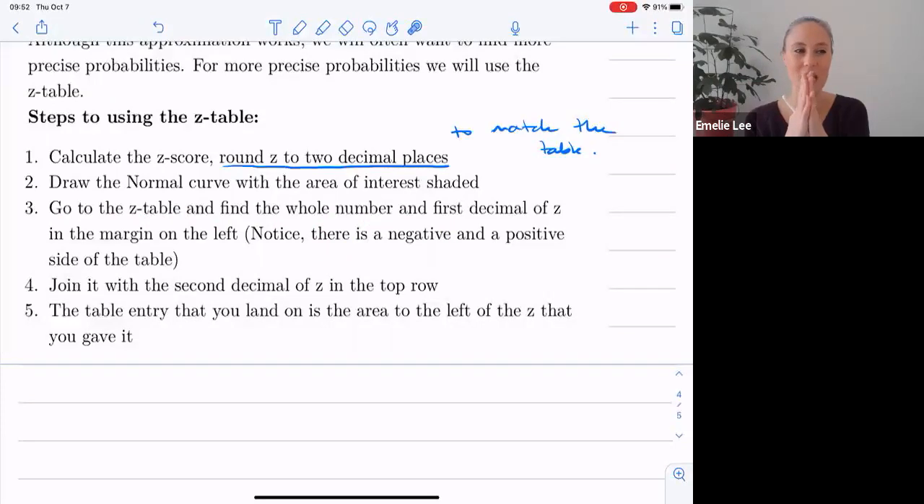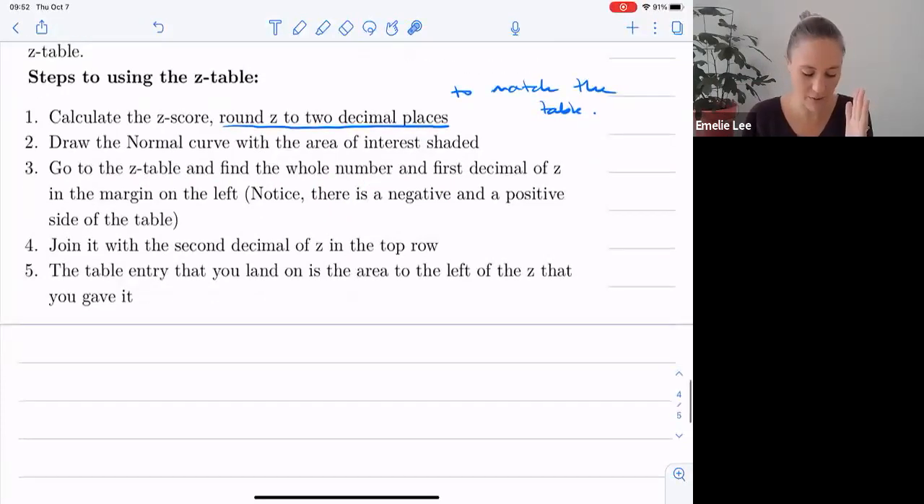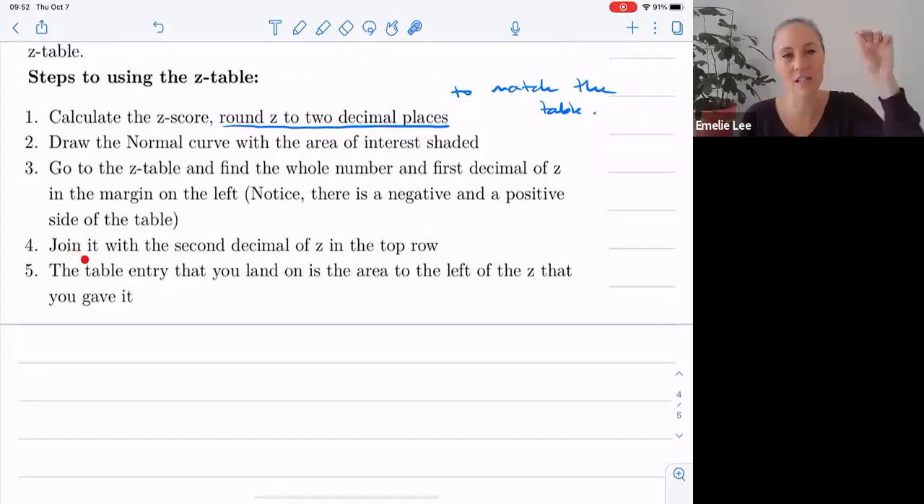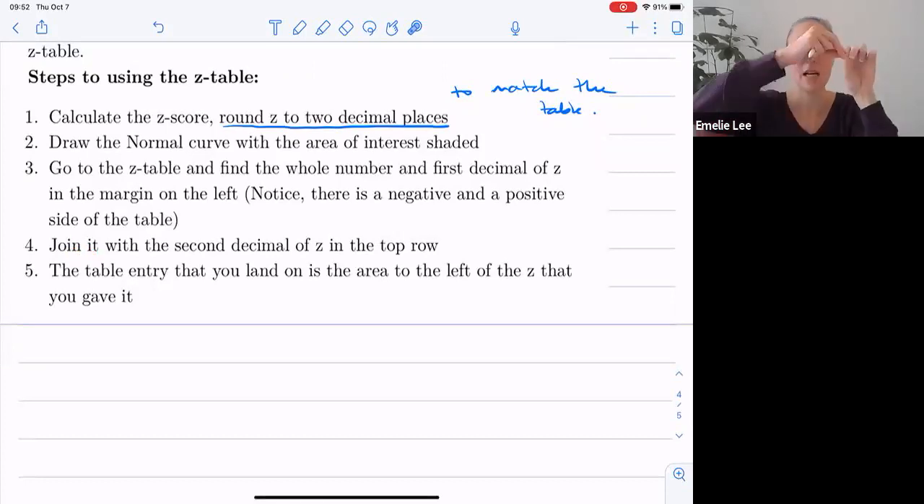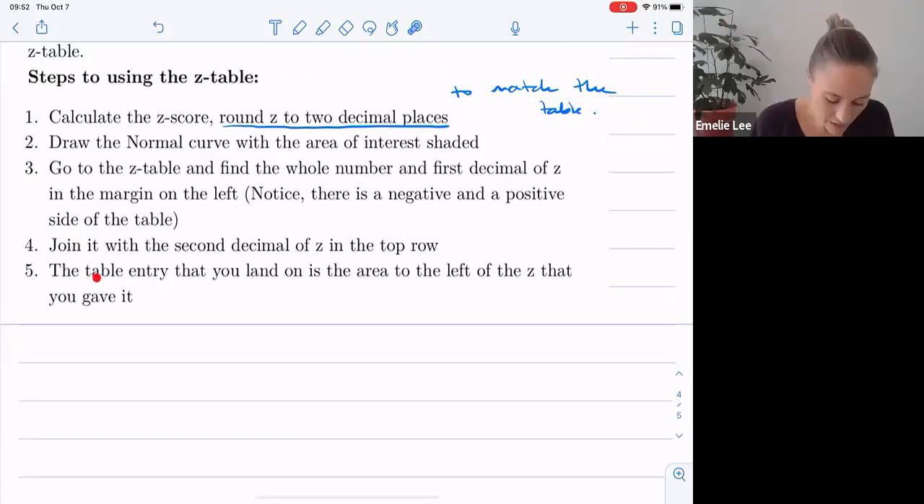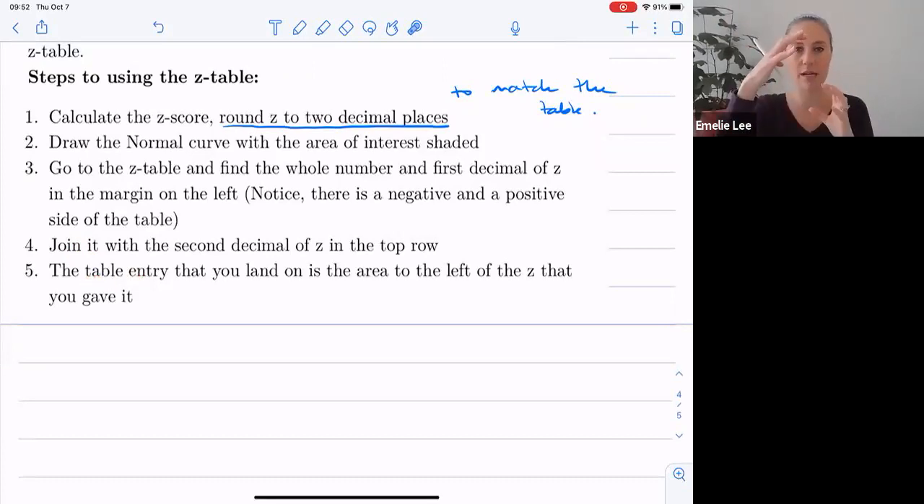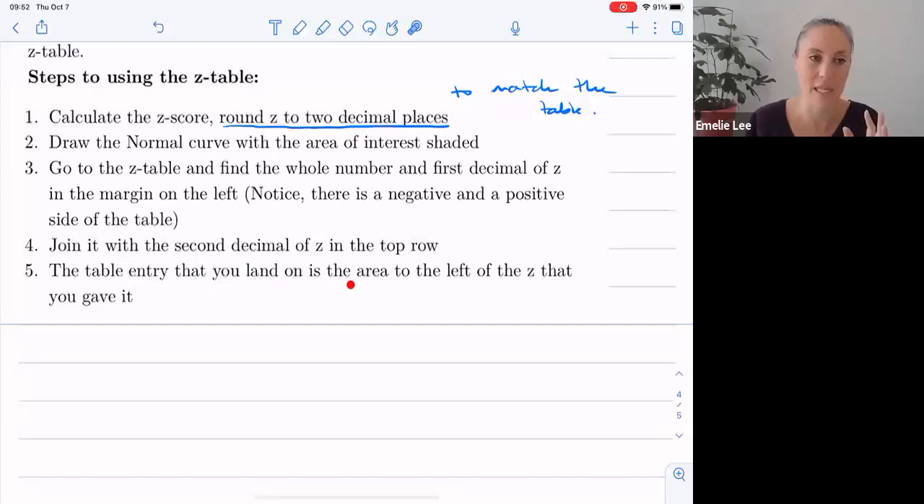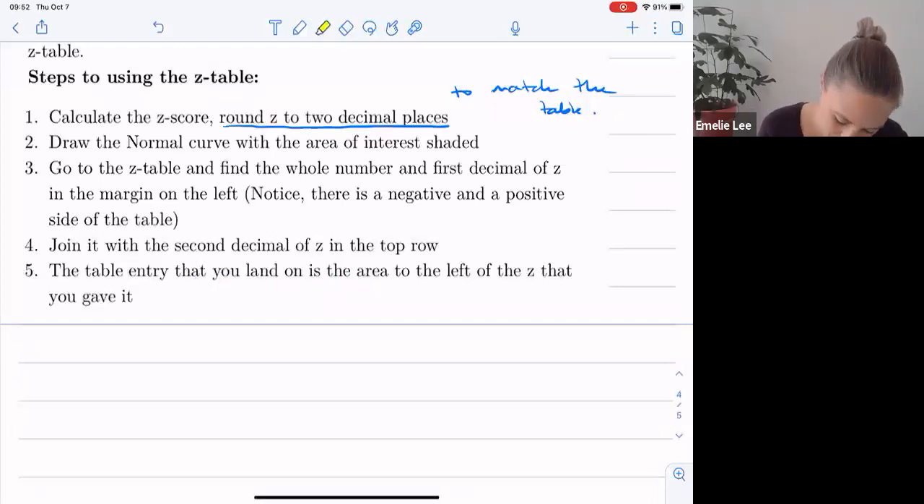I'm getting ahead of myself here, because I should just read the instructions and then talk about it. So you're going to find the whole number and your first decimal in the left-hand margin, and then you're going to use the top row, or the columns, to find your second decimal place. And then you're going to join them up. The table entry is everything in the body of the table. So the table entry that you land on is the area to the left of the Z that you gave it.